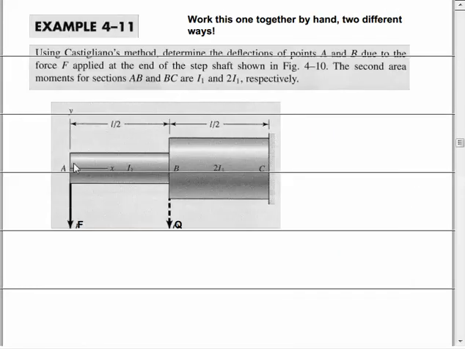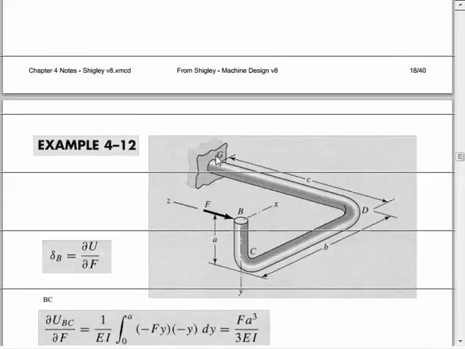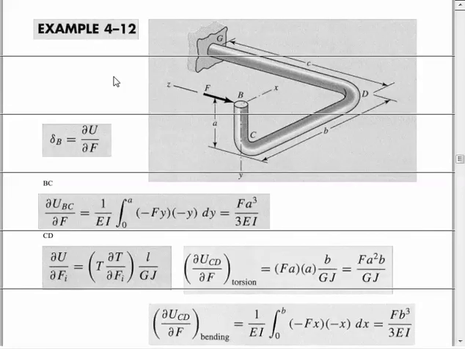An example of two different I values, so the EI changes. This is an example that's just not a simple straight beam, and we have to account for all of the kinds of energy in this segment, all of the kinds of energy in that segment, and all of the kinds of energy in this segment.